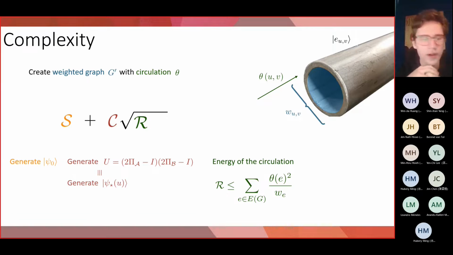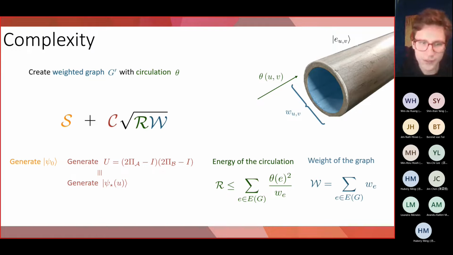But now you would say, well, I can just make the complexity very small by just making W very big. But you cannot have all nice things in life. So sadly, the weight of the graph is also involved in the complexity. So this means that when you actually make such an algorithm, there is some kind of trade-off between the weight of the graph. So you want to weight your edges in a way that the energy of the circulation is not too large, but you also have to keep in mind that the weight of the graph doesn't become too large. So there's this very niche trade-off.